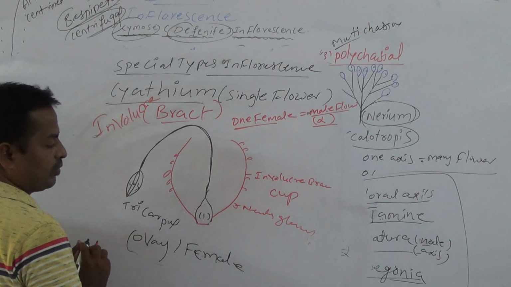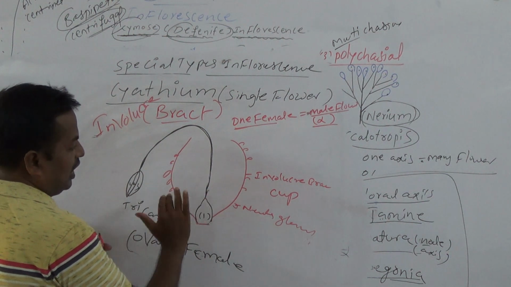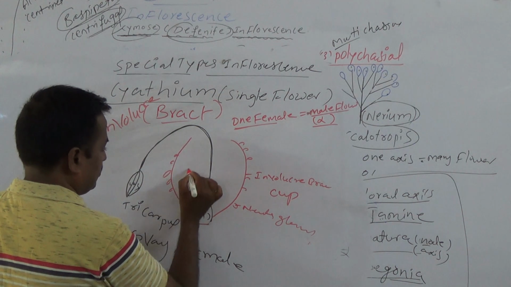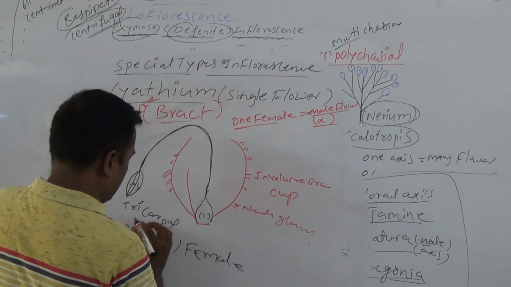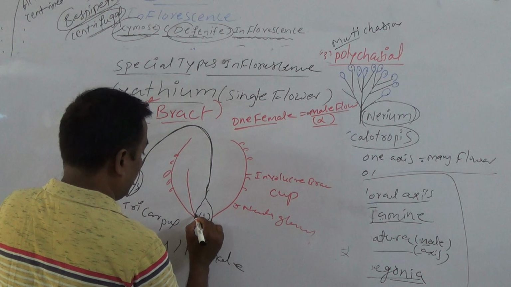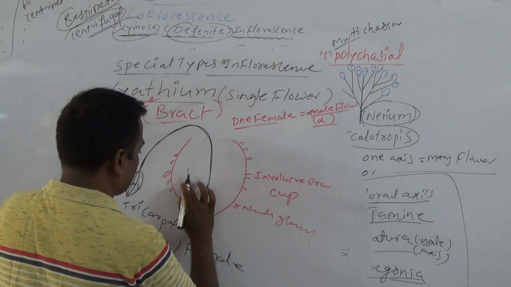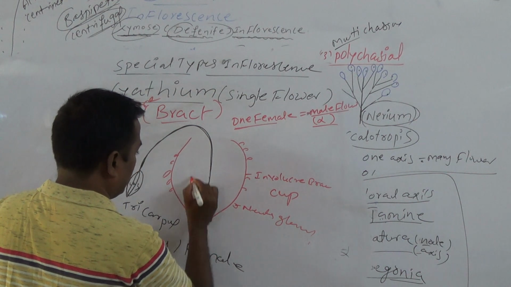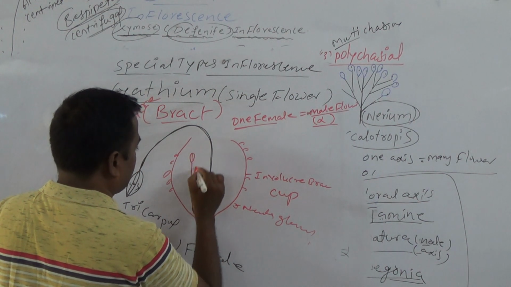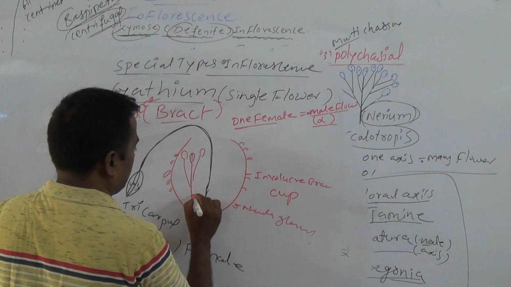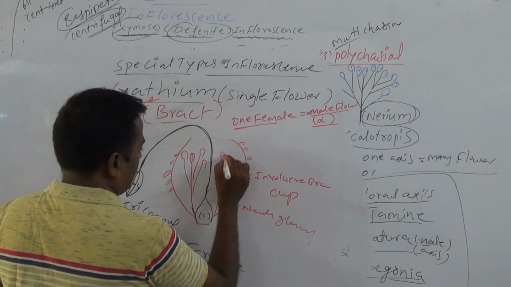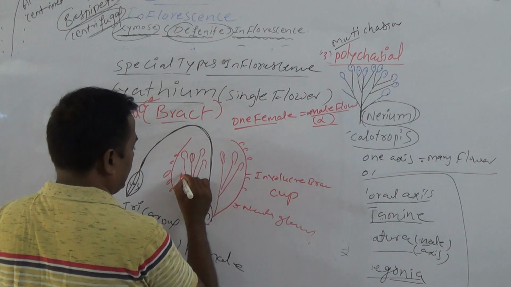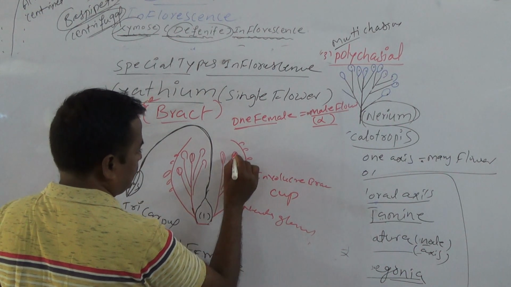Only one female flower, and on either side of the female flower, stamen-like male flowers are present. On both sides, many stamen-like male flowers are present. The morphology of the male flowers appears like a stamen.